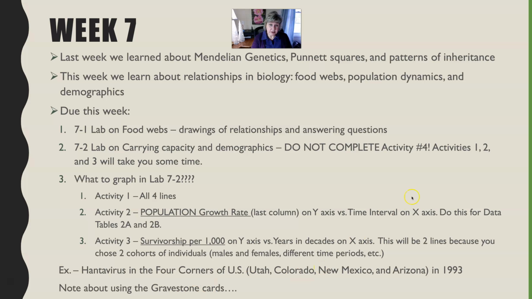All right, last week, what did you learn about? You learned about how traits are inherited. We looked at Mendelian genetics and how dominant recessive traits work. We made Punnett squares to show how gametes can be put together from different parents in order to make all the different types of offspring. We learned about patterns of inheritance, such as complete dominance and incomplete dominance. We didn't have any sex-linked traits or anything like that, so there are other patterns of inheritance, but we got into a few different ones. So that shows you how traits are inherited in organisms.